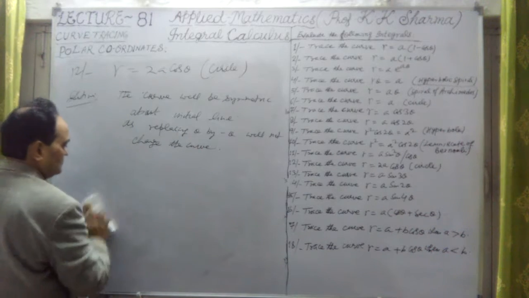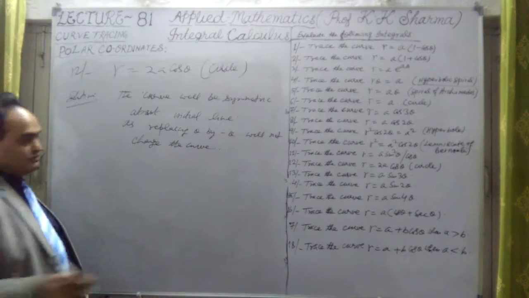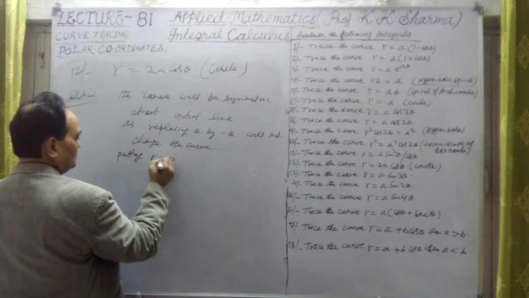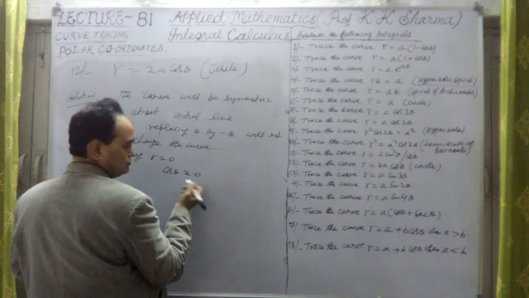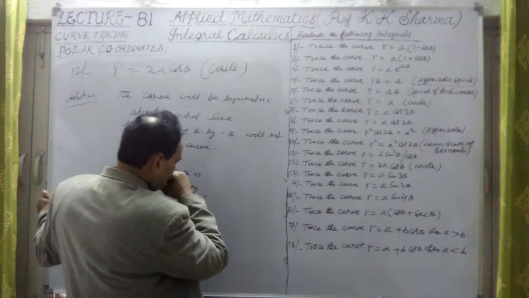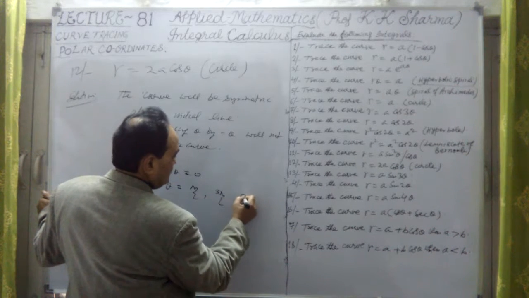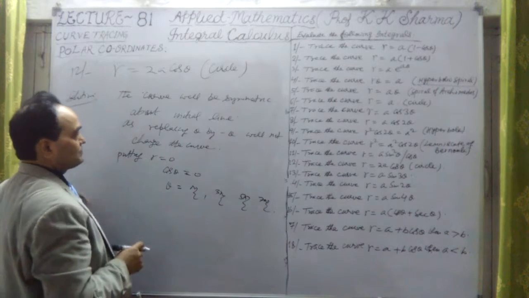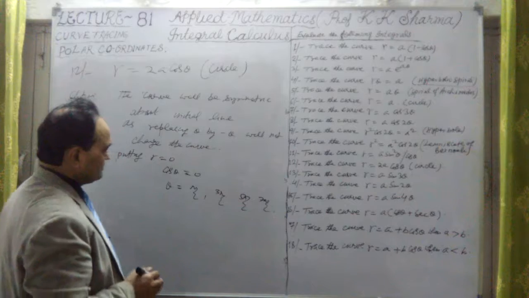Now let me find out what the values are when r equals 0. Putting r equal to 0, we get cos theta equal to 0. Cos theta is 0 at pi by 2, so theta equals pi by 2. Then 3 pi by 2, 5 pi by 2, 7 pi by 2. These are the values where r will be 0, so these points are given here.